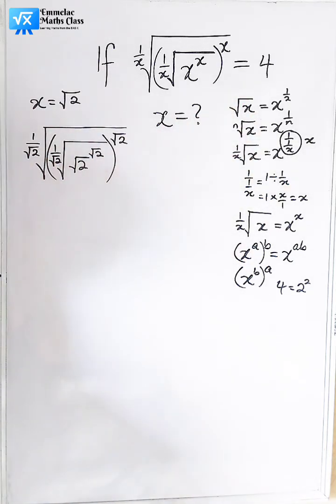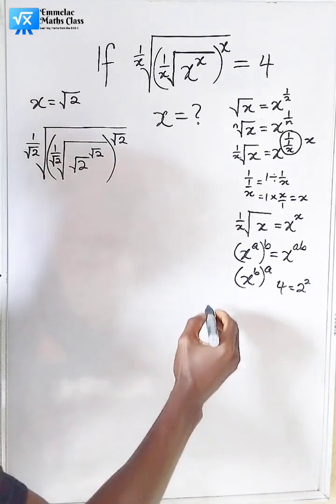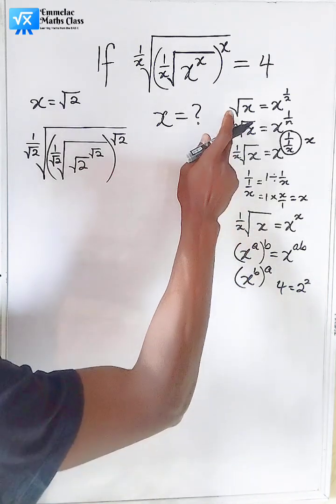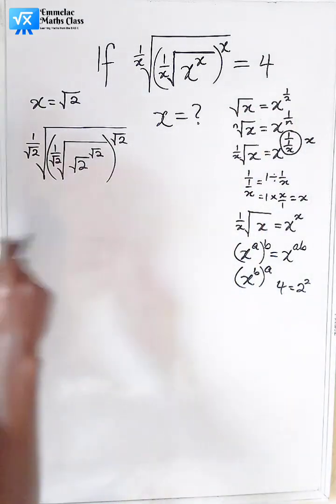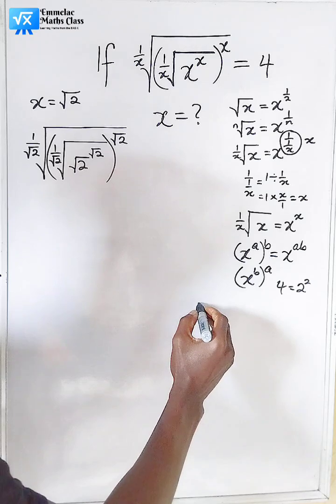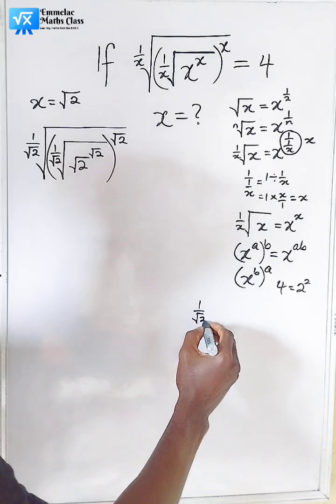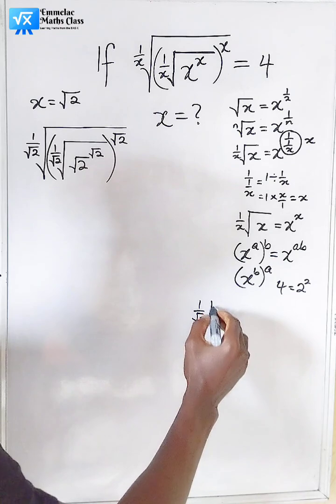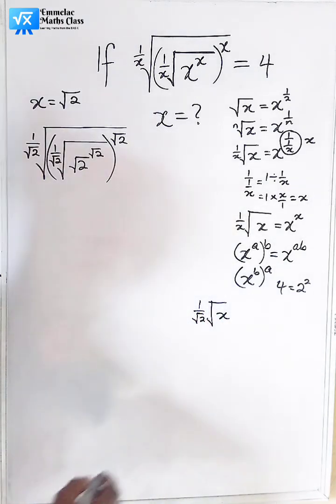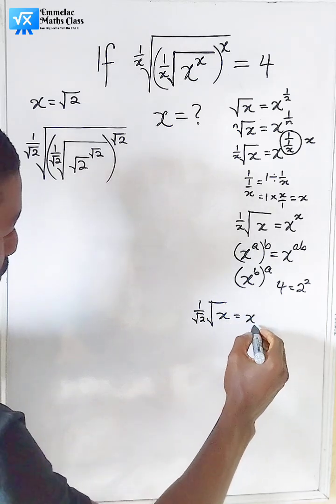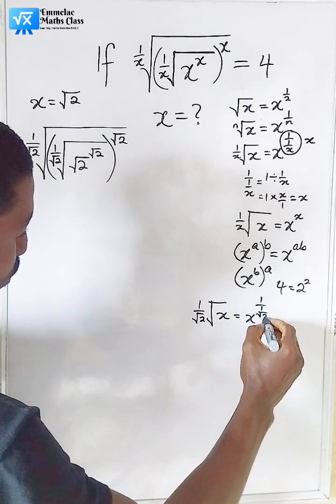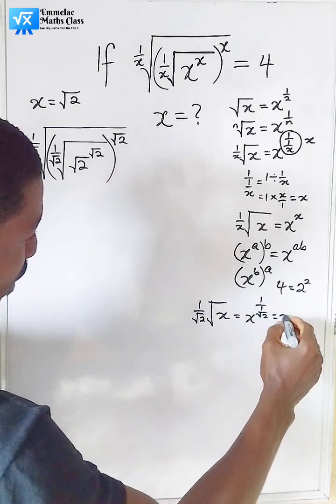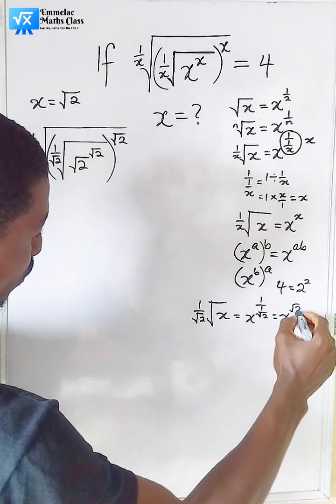Okay, now take note here. Let's come back here: the square root of x is equal to x raised to the power of half, right? Let us just apply this to 1 all over the square root of 2, the square root of x. Now this will give us x raised to the power of 1 all over 1 all over the square root of 2, which will actually give us x raised to the power of the square root of 2, right?